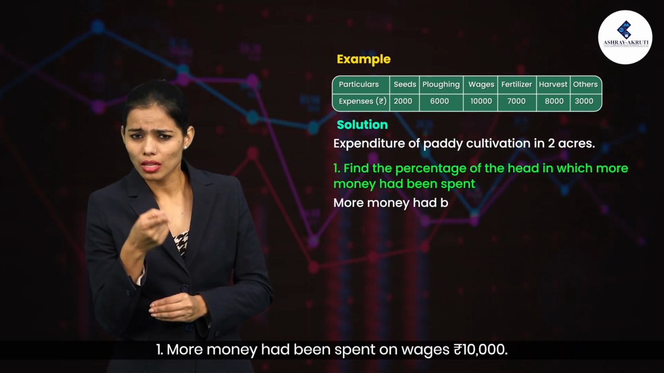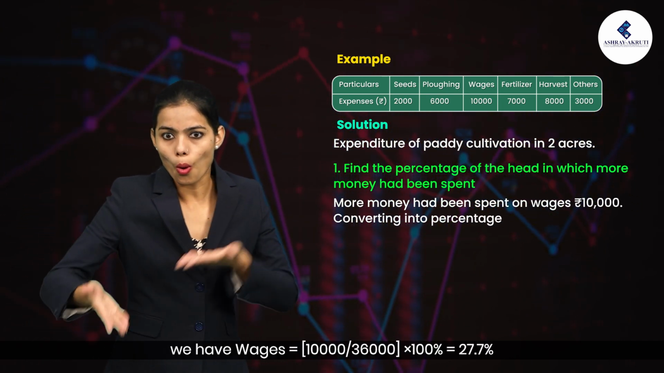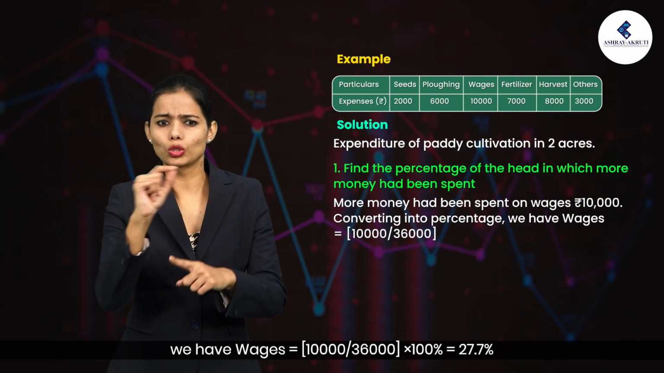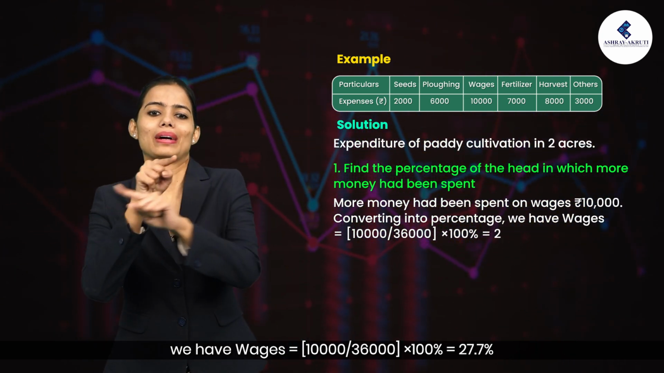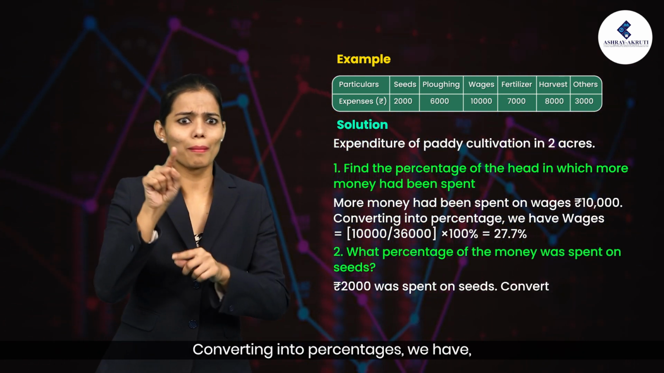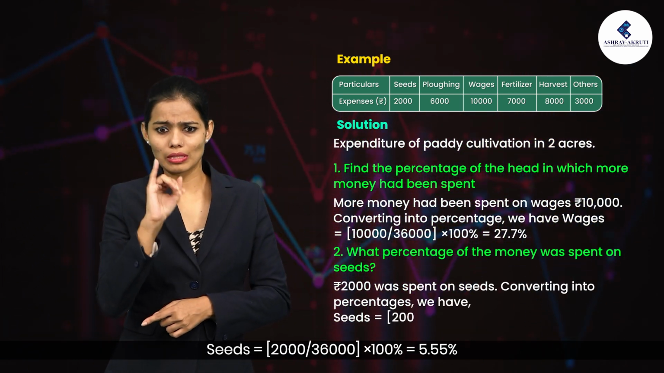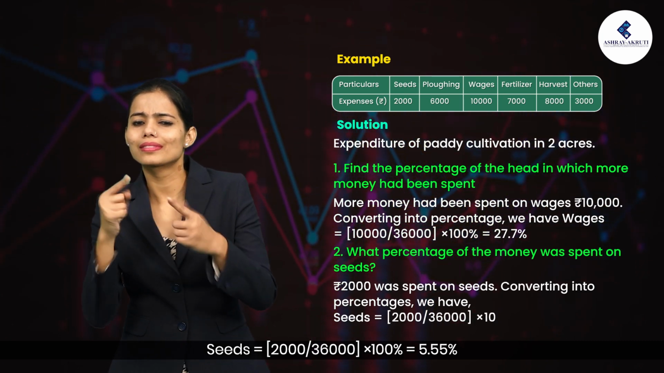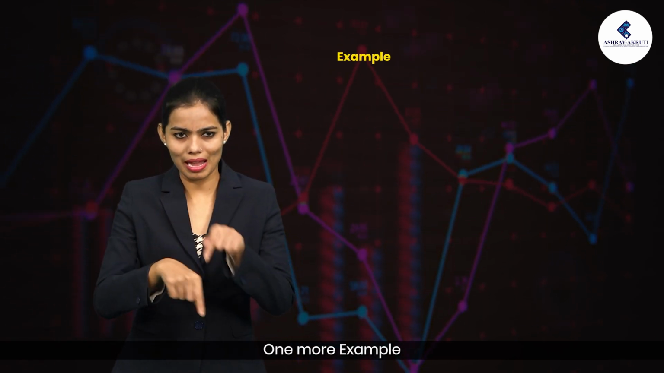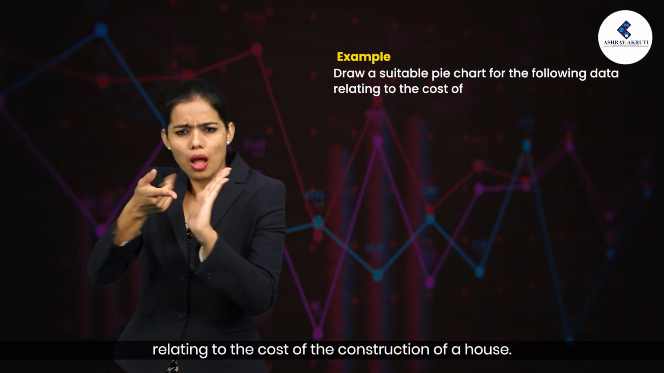More money had been spent on wages, rupees 10,000. Converting into percentage, we have wages is equal to 10,000 by 36,000 into 100% is equal to 27.7%. Rupees 2,000 was spent on seeds. Converting into percentages, we have seeds is equal to 2,000 by 36,000 into 100% is equal to 5.55%.